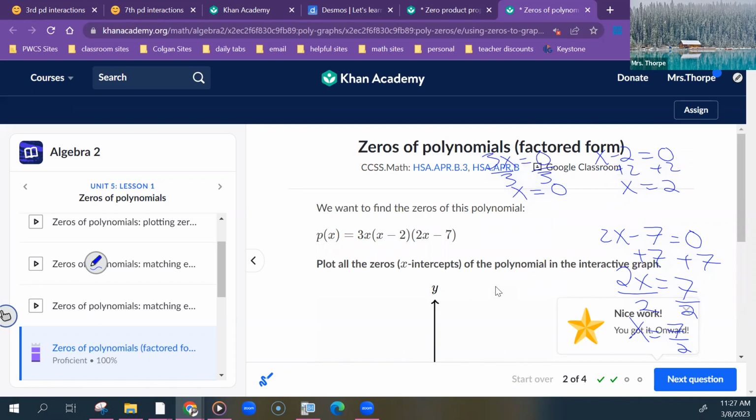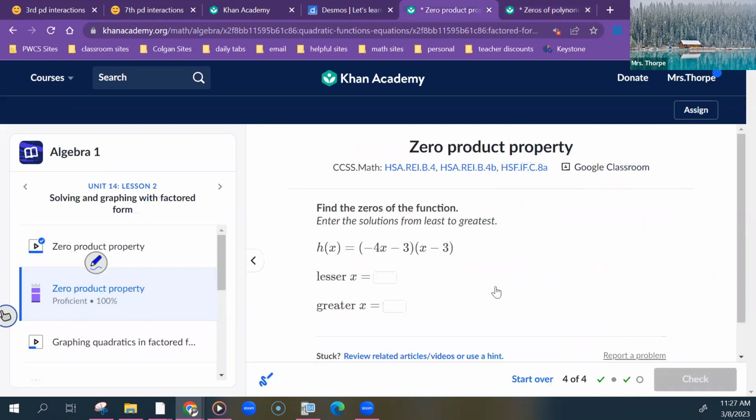The other one, you'll be given 2 sets of factors. And you'll either need to solve both or at least solve one if you can recognize what the other one's going to be. So like this one, I know it's going to be the opposite, 3. The other one I'd have to solve, set it equal to 0, and figure out what that fraction would be.